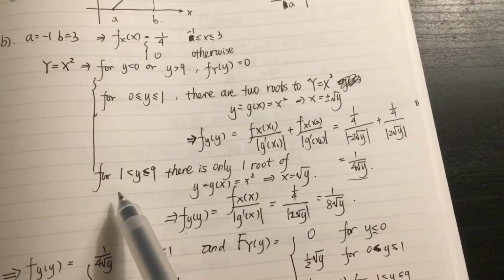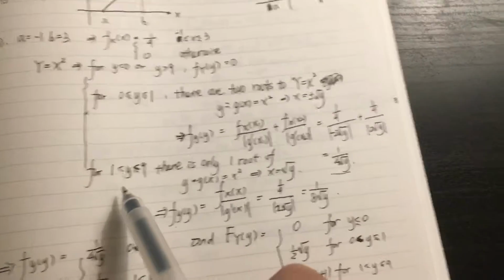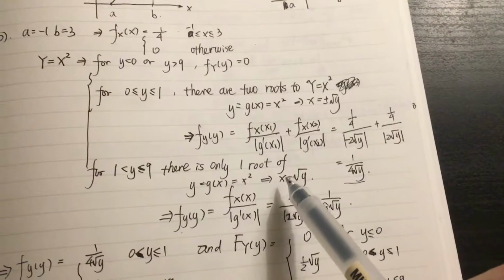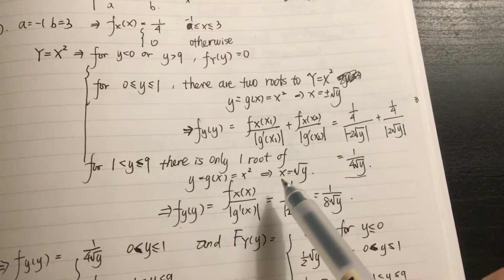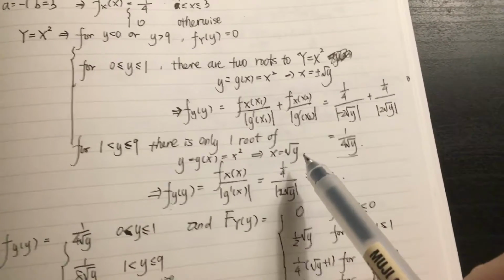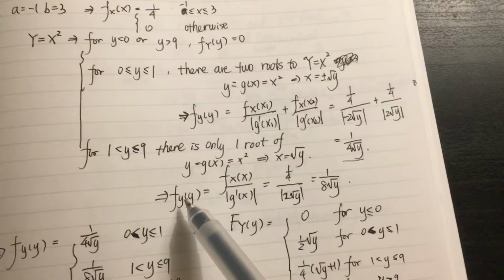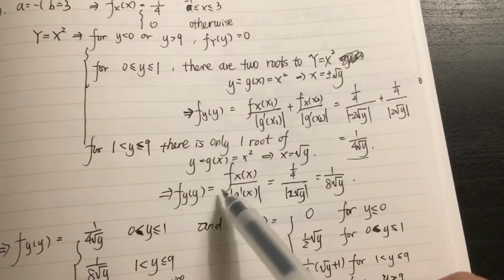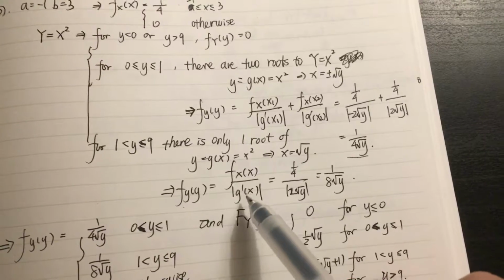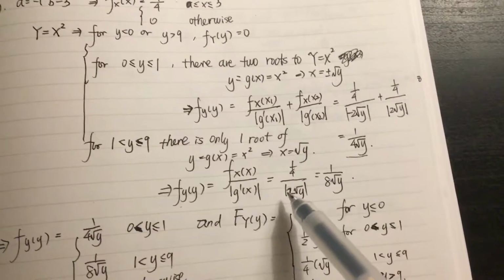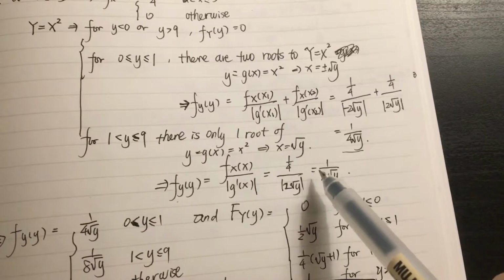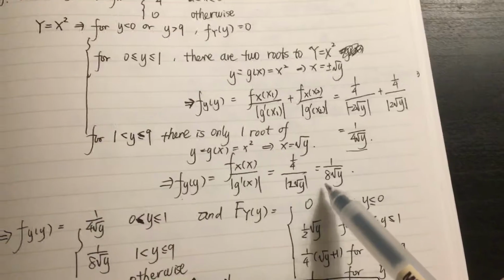And when y is larger than 1 but less than or equal to 9, there's only one root for the equation y equals x squared, which is x equal to square root of y, where x and y are both positive numbers. So the density function of y is equal to f of x over the absolute value of the first derivative of g(x), which is 1 over 4 over the absolute value of 2 times square root of y, equal to 1 over 8 times square root of y.